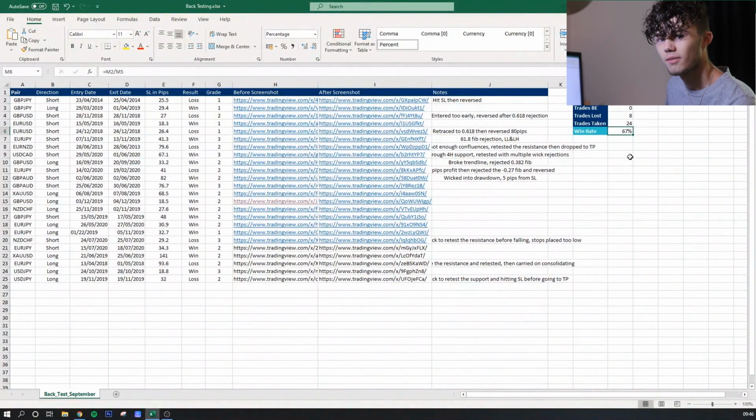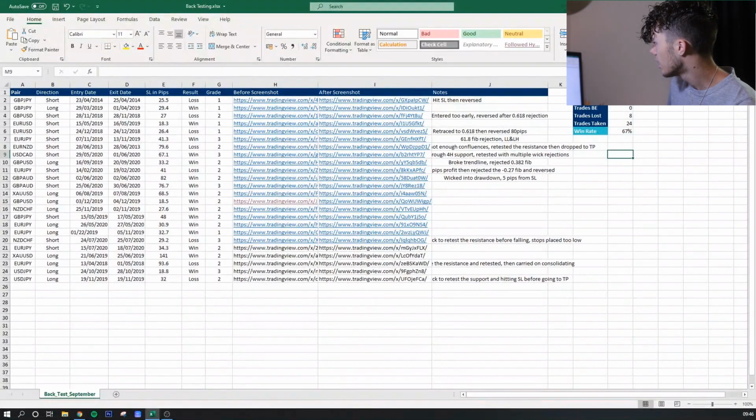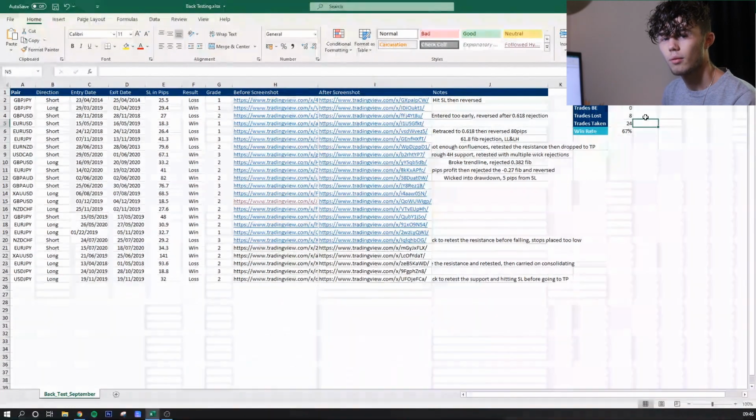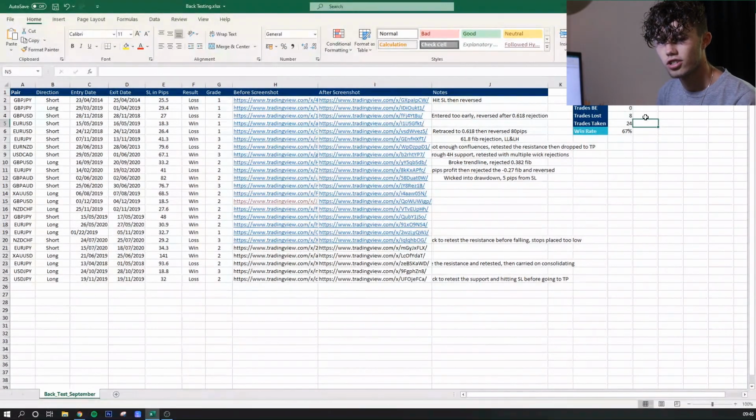This is my 67% win rate. I'm going to try and get this up to 100 trades, so we're going to do 76 more, and then we'll see what the win rate is after those 100 trades. And that's when you really know if your strategy is good. If you can get 100 trades with above 50% win rate, then you can put it into your trading.